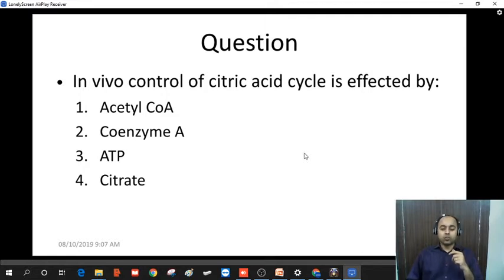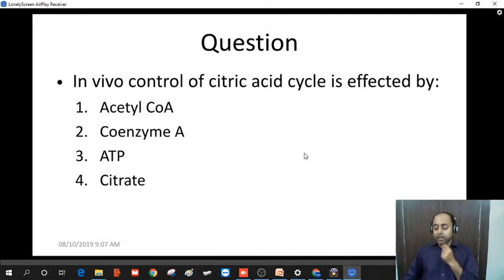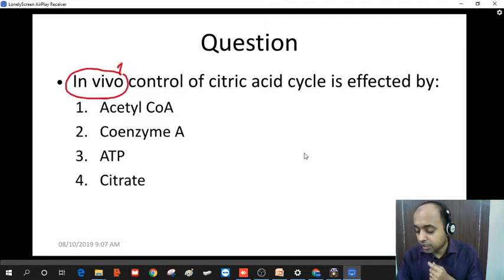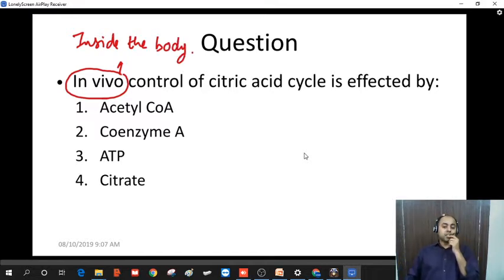In vivo control of the citric acid cycle is affected by. When I say in vivo, what do I mean? In vivo means inside the body. In vitro means in the lab. So inside the body, control of the citric acid cycle is affected by which of the following? Acetyl coenzyme A, ATP, and citrate. These are the options.